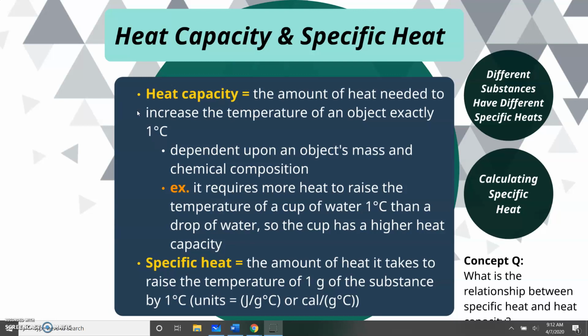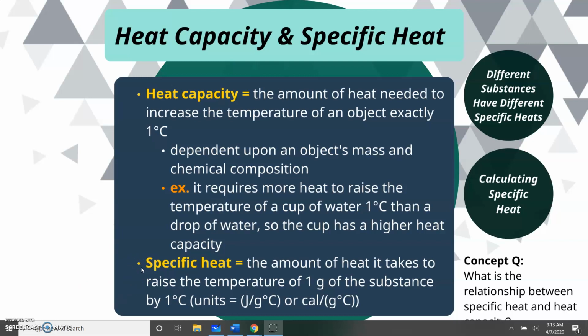In this example, they are the same substance, same chemical composition, but the cup of water has such greater mass that it has much higher heat capacity. It can absorb much more heat without its temperature increasing as much. And then we also have this idea of specific heat. We're going to see this concept quite a lot.